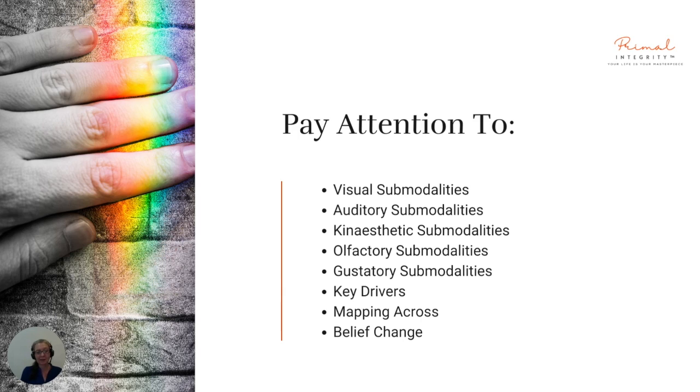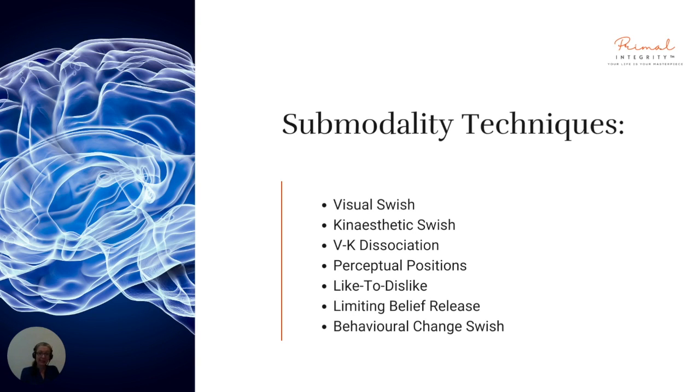Mapping across is the act of changing the finer representations or the submodalities of one image and placing them in a different image. This is what we call mapping across in NLP. And this is really how we start to change representations. So the key techniques are visual swish, literally swishing one image into another. Kinesthetic swish, swishing one feeling into another. Visual kinesthetic dissociation, separating an image from a feeling by either turning it down, perhaps turning the feeling up, or stepping out of the image completely.